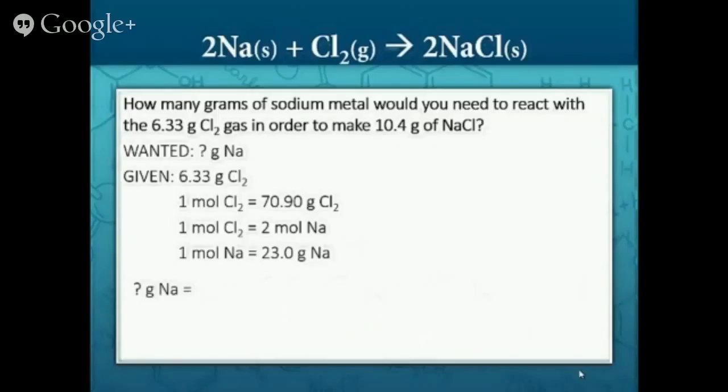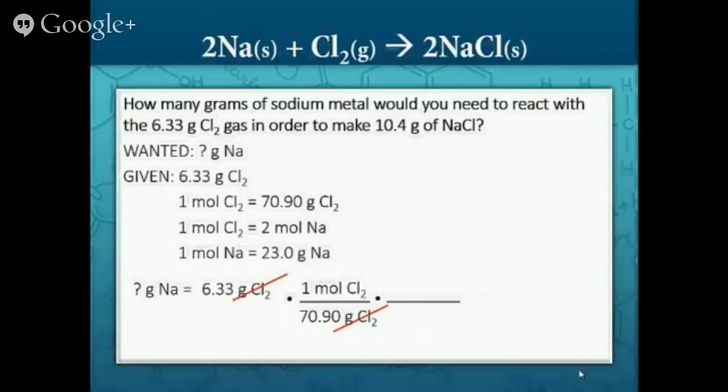Then we set up our problem. Question mark grams of sodium is equal to 6.33 grams of chlorine gas, dot line. We want to cancel out grams of chlorine gas. So we're going to put its molar mass in the denominator. 70.90 grams of chlorine gas is equal to 1 mole of chlorine gas. And the grams of chlorine gas cancel out.